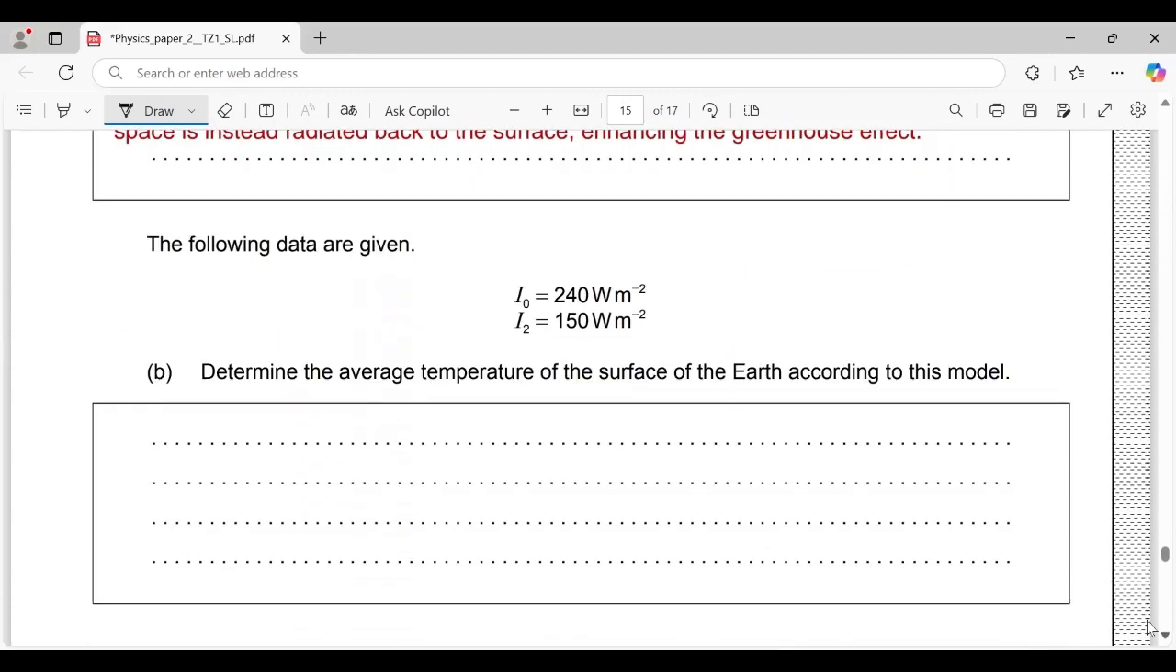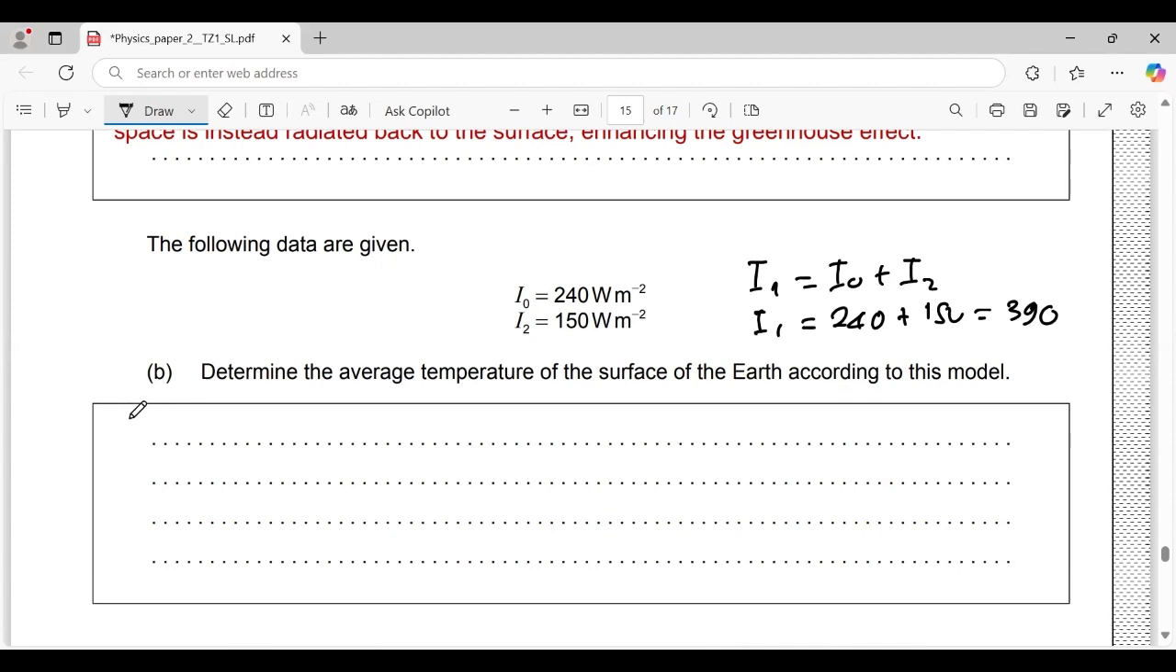Next, the following data are given. Now, I0 is this one, I2 is this one, as I have written above, that I1 equals I0 plus I2, based on the diagram. Determine the average temperature of the surface of the Earth according to this model. It means I1 equals 40 plus 150. It is 390.